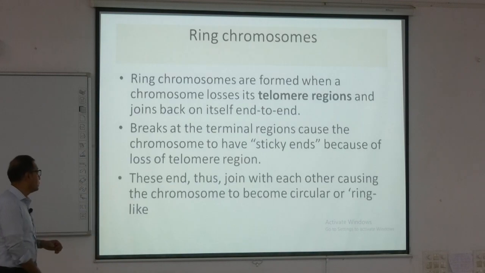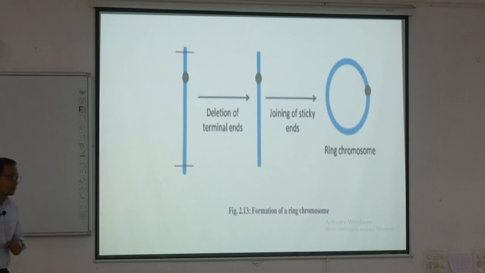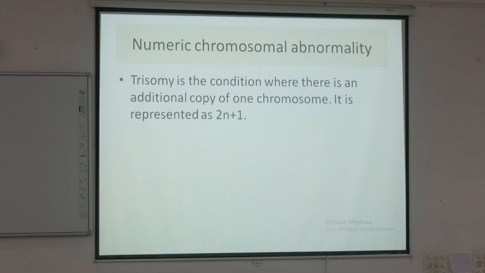So this is something you have to know. The telomeric region, the telomere end or tail end of the chromosome, breaks and joins itself end to end and gives rise to a circle, which is known as a ring chromosome. Now we are coming to the other type of chromosome error, known as numeric chromosomal abnormalities. Now we stop at this moment.